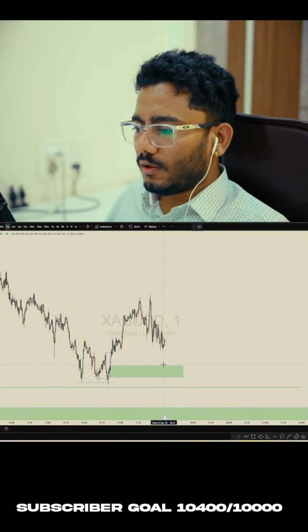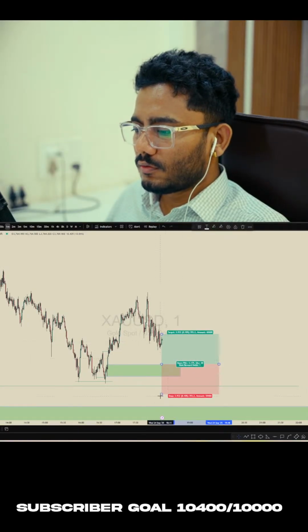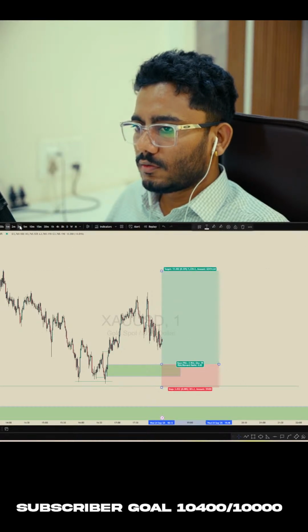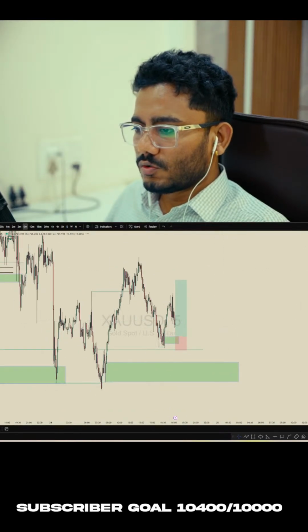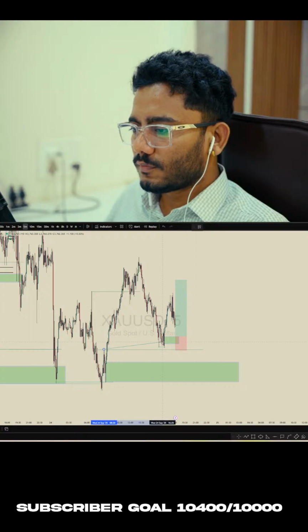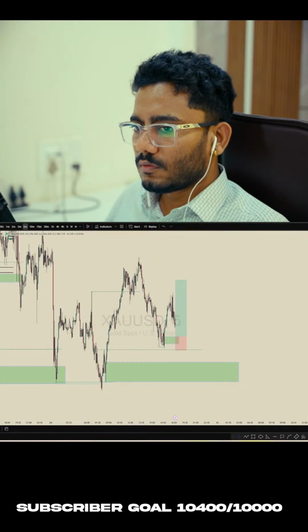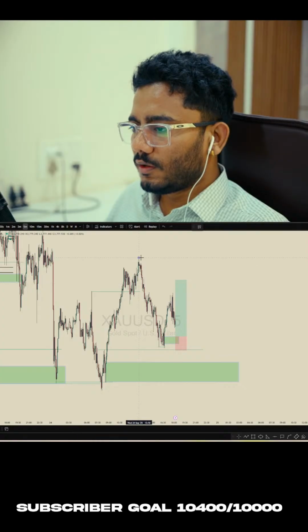So if we get entry from here and put stop loss below this low and target, so this will be the first target. The next high, which is a trend line liquidity, and this will be the second target, which is this one.